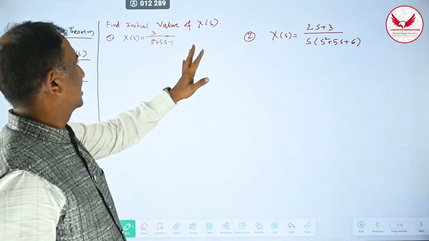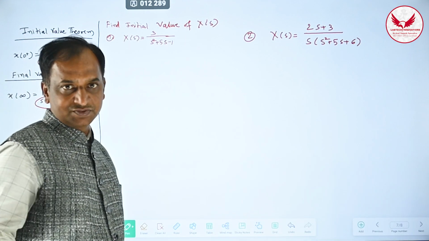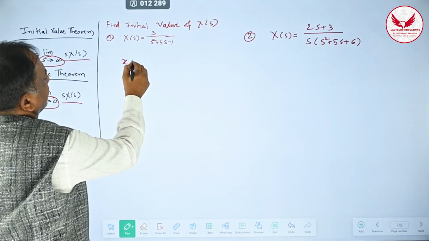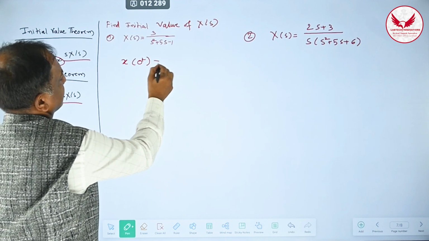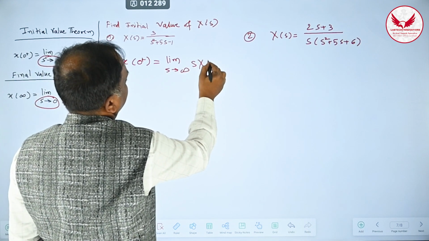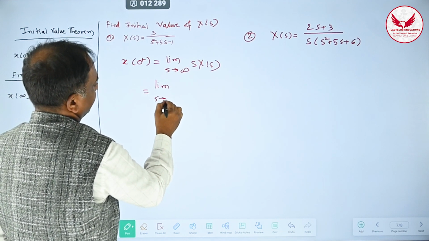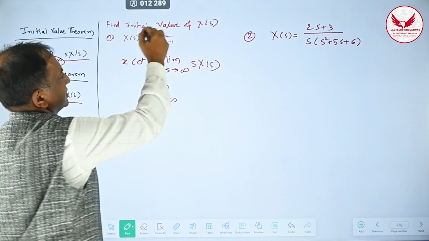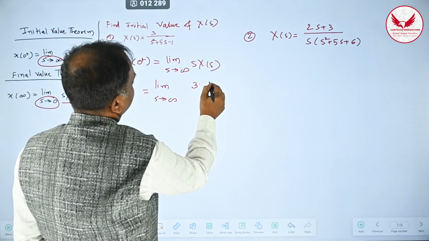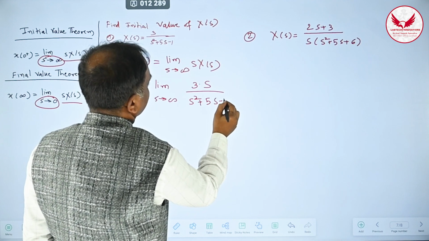Here the problem is to find the initial value of the signal X of s. Two problems are given. So first, X of s is equal to 3 divided by s square plus 5s minus 1. So first you write the initial value theorem. The initial value theorem states that x of 0 plus is equal to limit s tends to infinity s into X of s. X of s is 3 divided by s square plus 5s minus 1. So it is equal to limit s tends to infinity 3 into s divided by s square plus 5s minus 1.